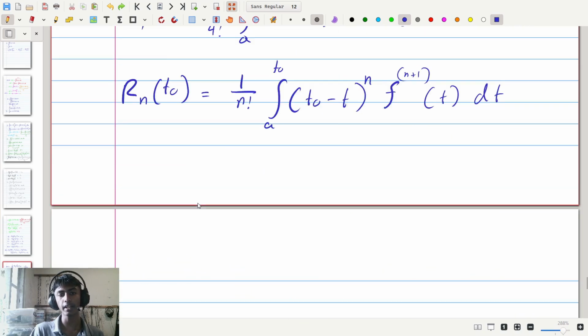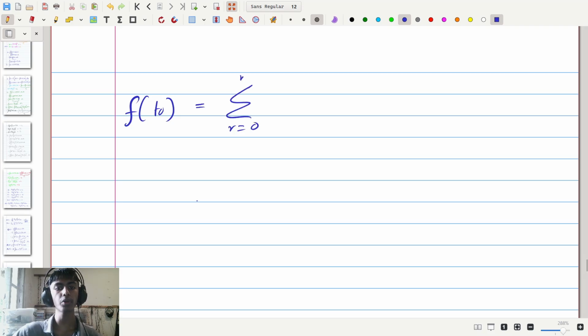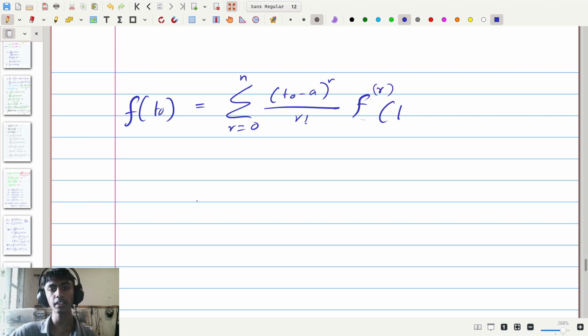So therefore, as a final summary, we'll write that f of t0, the thing we wanted to find, is equal to the sum as r goes from 0 up to n of all the terms going as t0 minus a to the power of r divided by r factorial times the f's r-th derivative evaluated at that given value of a, plus the extra term, which is going to be r sub n of t0, which is going to converge to 0 for certain functions.